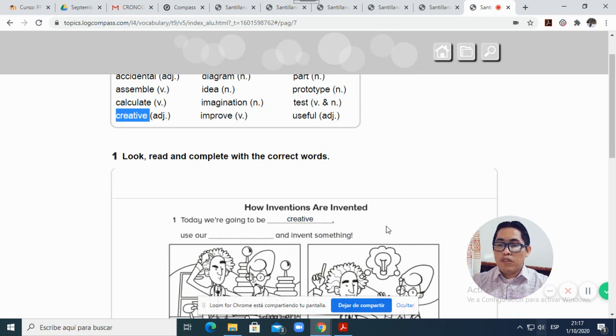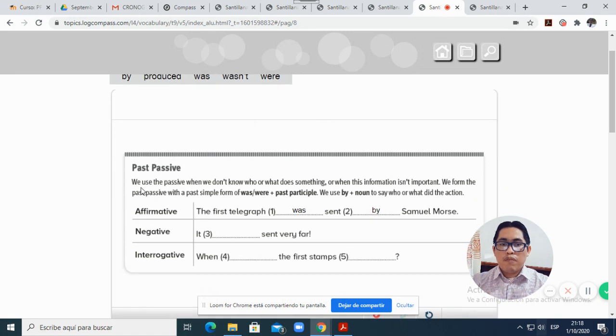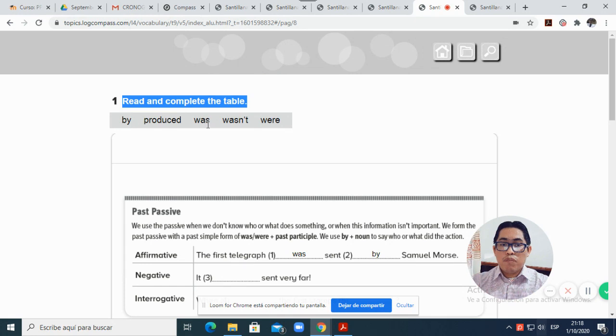So this is what you do in lesson 7. Let's see examples of lesson 8. So this is the second page you will do, okay? And it says here, read and complete the table. Here we will talk about the past passive. In the previous exercises and in the previous picture in the Moodle, you saw the explanation of this, and also I will explain this in the class. So the thing you will do here is to complete these sentences with one of these options.